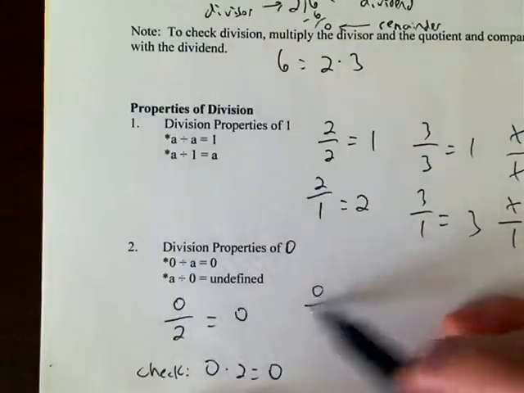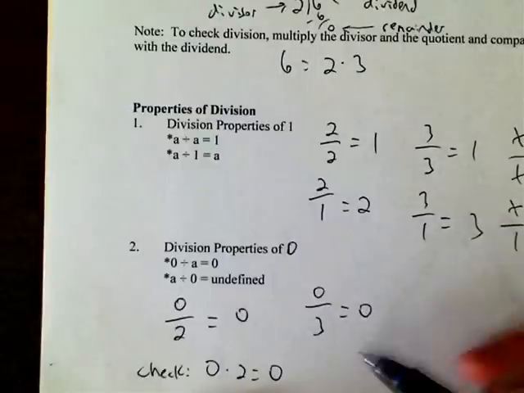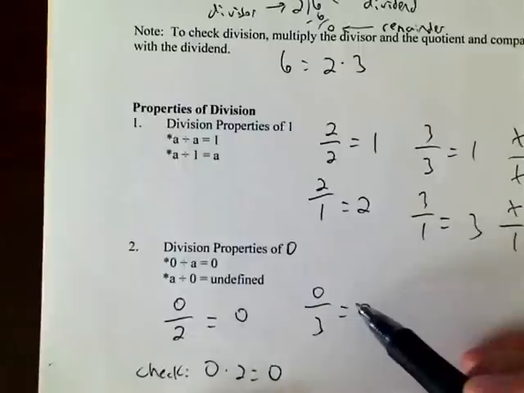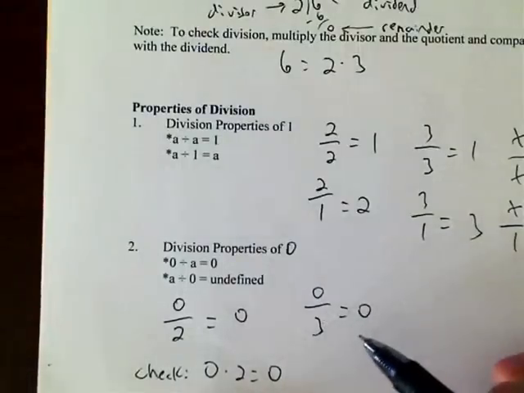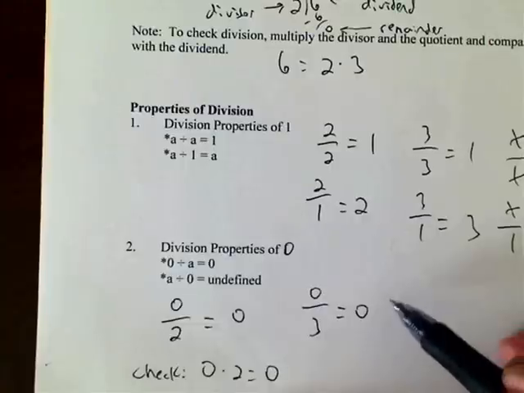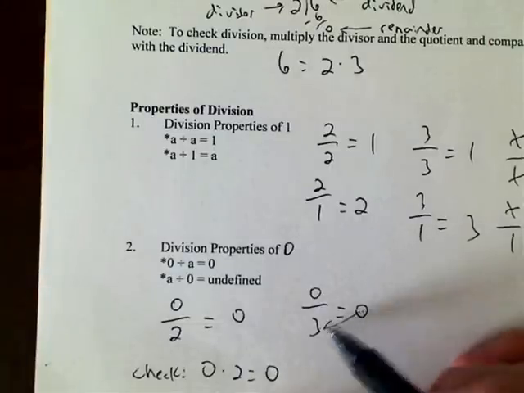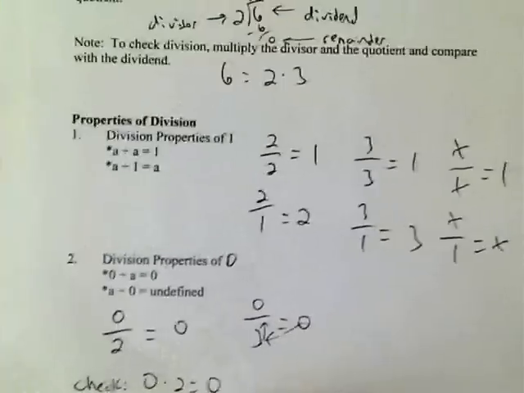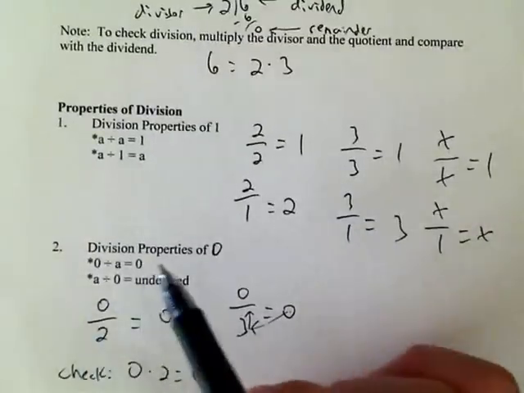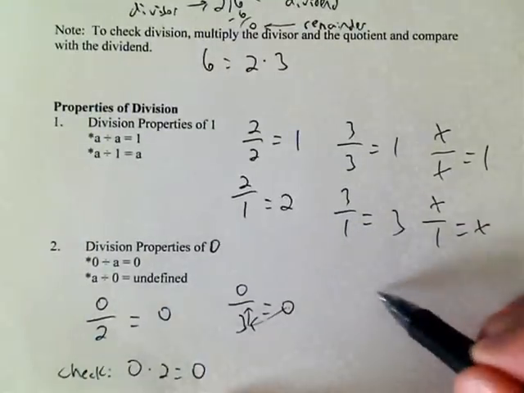In fact, if you take 0 and divide by any number other than 0, you're going to get an answer of 0, because when you check it, 0 times 3 equals 0. Now let's look at the second division property of 0.